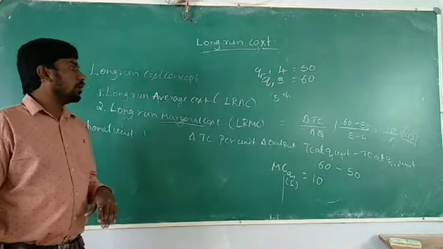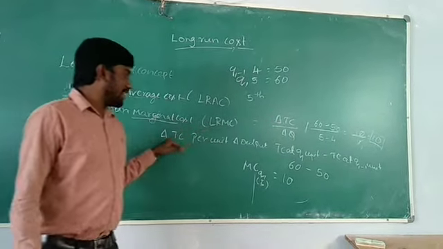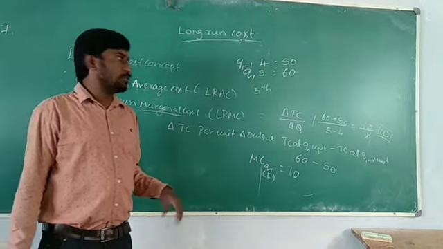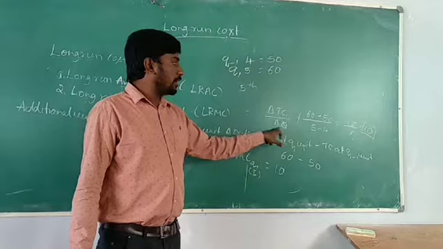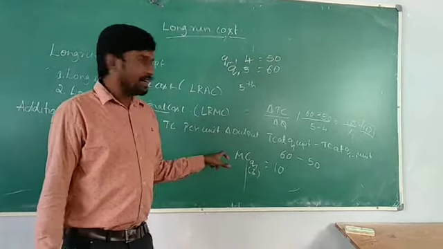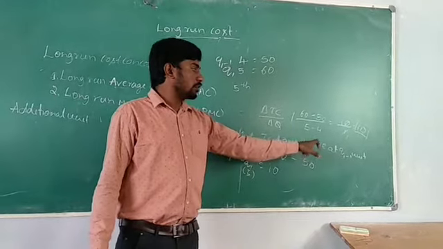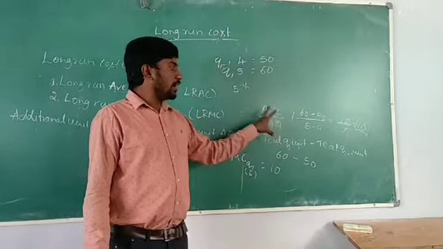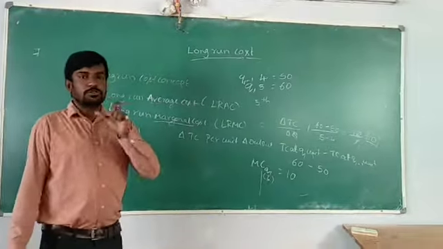The next one is the long run marginal cost. Here we have a formula. This is the change in the total cost per unit change in output. So the formula is delta TC divided by delta Q. Or we can take another formula: total cost at Q1 output minus total cost at Q1 minus 1 unit. If you use either formula, we will get the same answer here. So this is the cost.